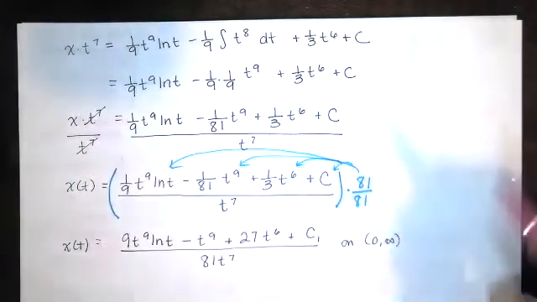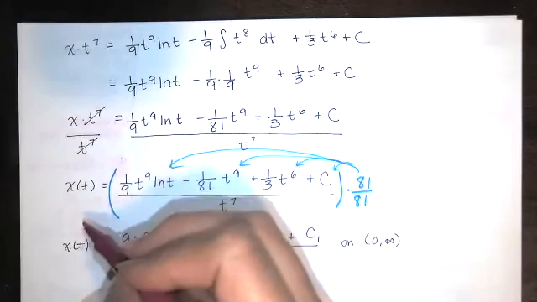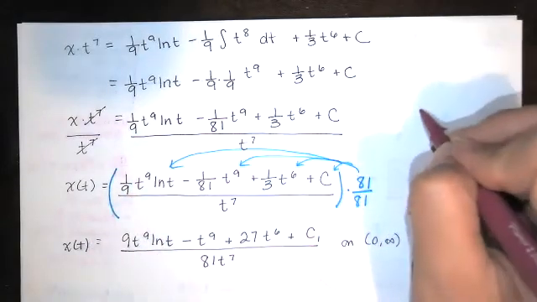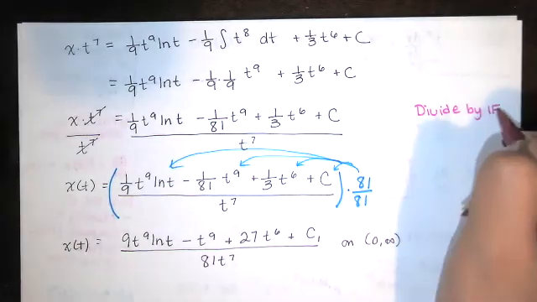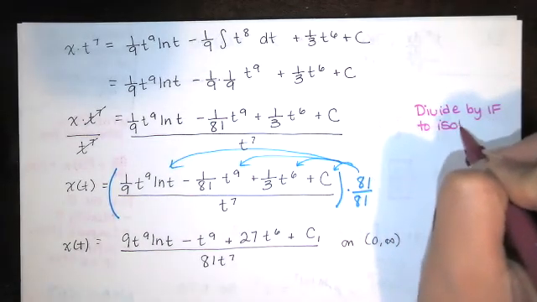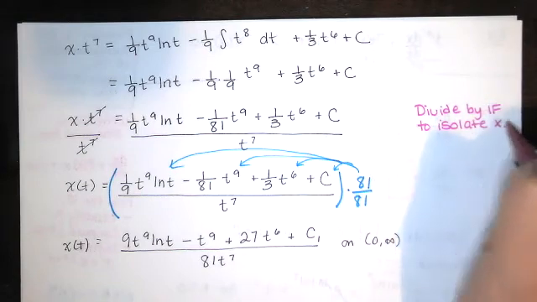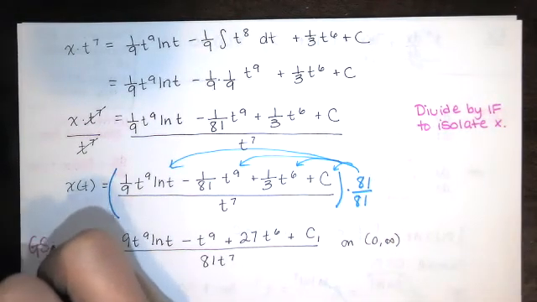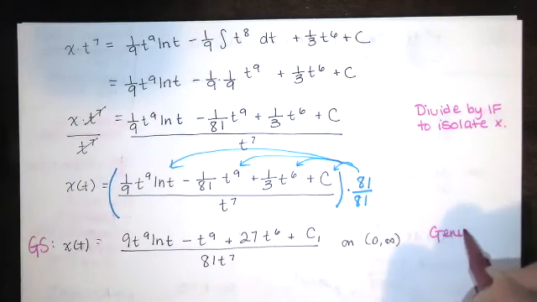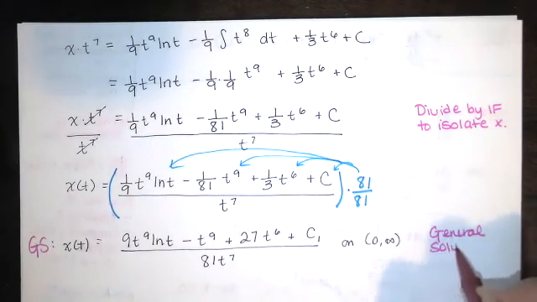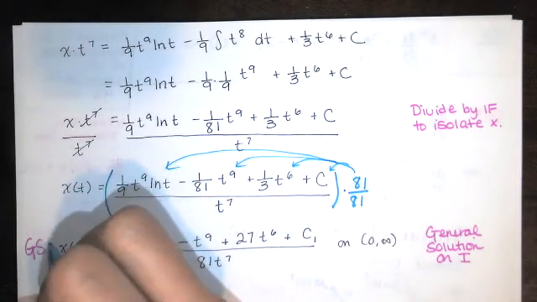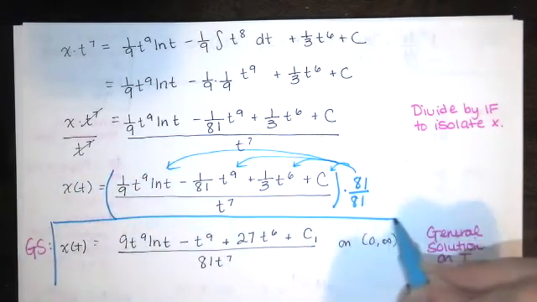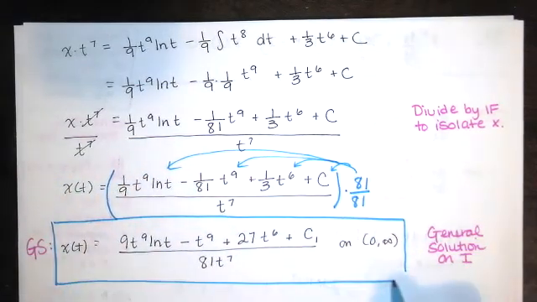And the second to last step was dividing by the integrating factor to isolate x. So this is the general solution. We always like to state our general solution on an interval. And if we were just asked to solve the differential equation, and many times that's all we're asked to do, we would stop right here and we would be done.